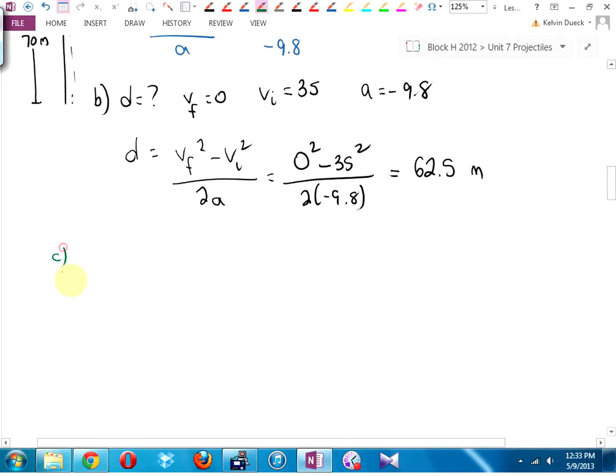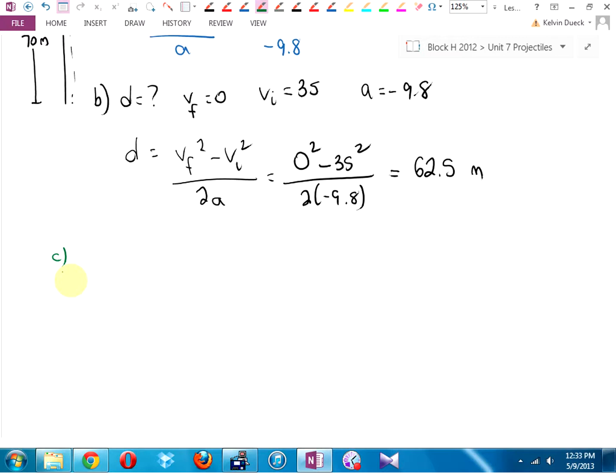C. Taylor, what's C asking me to find? Didn't we just find that? Isn't it 62.5? Or did we? No, that's the distance. Add 70. Ah, we just found the height above the cliff.